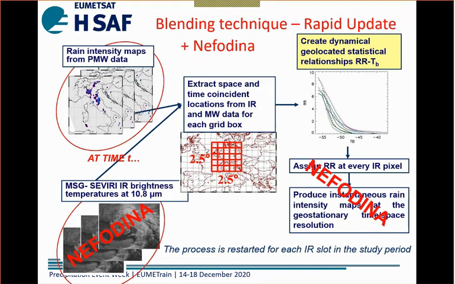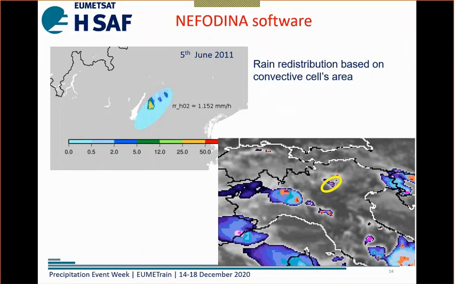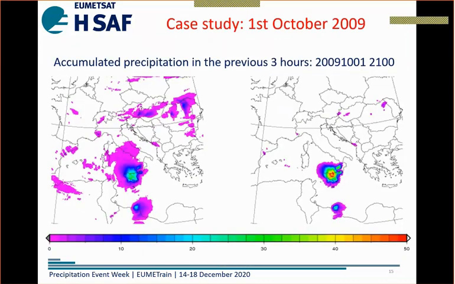At the beginning, trying to individuate all the convective areas in the scene, and at the end of the algorithm, trying to converge the rain onto the pixels that are really convective. So the rain is redistributed based on the convective area. And this is a case.